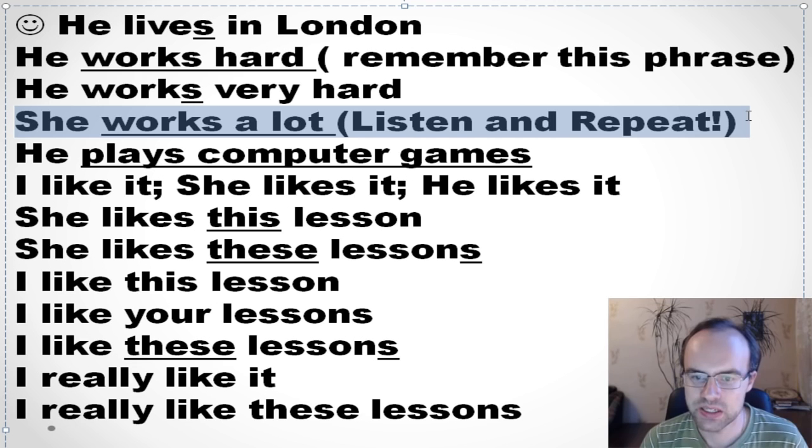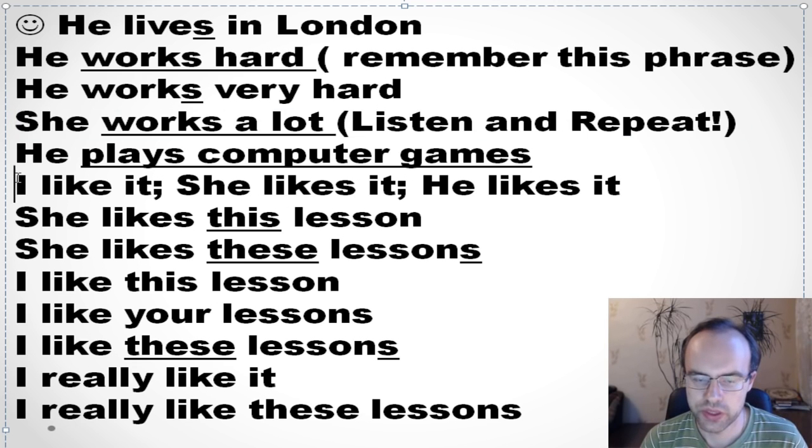He plays computer games. I like it, but she likes it. She likes it. He likes it. He likes it. She likes this lesson.